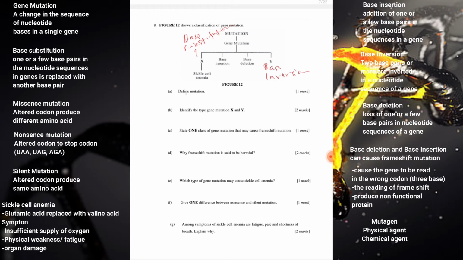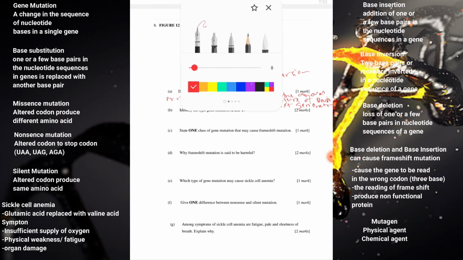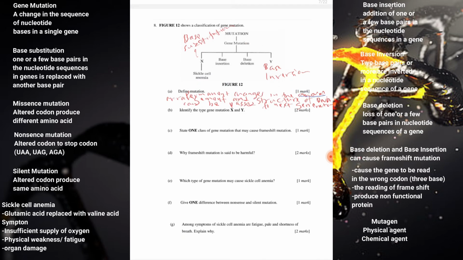Okay, define mutation. What is mutation? Mutation is permanent changes in the amount, arrangement, and structure of DNA. Okay, I repeat again, permanent changes in the amount, arrangement, and structure of DNA that can be passed to the next generation. So the key point here, if you want to define mutation, is permanent changes in the amount, arrangement, and structure of DNA.